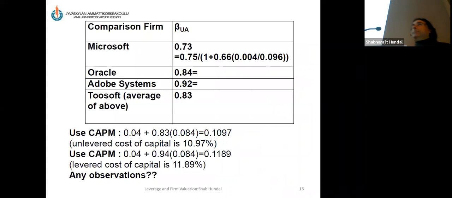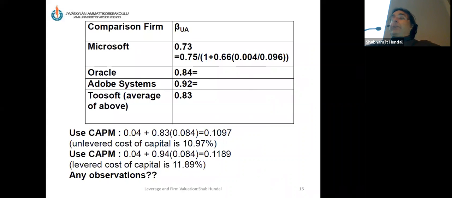So RM minus RF is the risk premium. In this question, it's 8.4%. And when you put these numbers in, it comes out to be 10.97%. It means that if TooSoft company wants to be a public listed company with zero debt, all equity financed, then the minimum return that it should give to its shareholders is 10.97%.